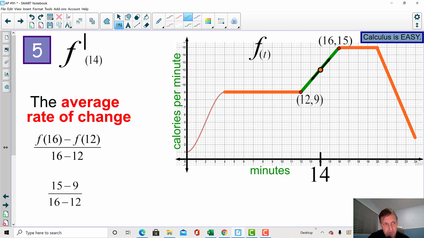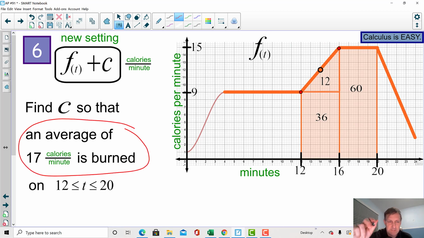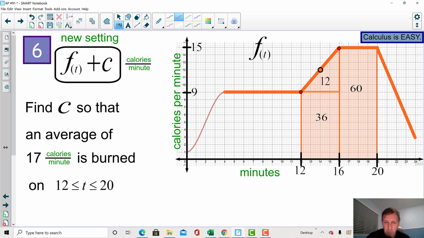All right, let's go to number 6. Okay, for number 6, we're going to add some value of c to this f function over here, so that the average value of the function is 17 calories per minute. And it's just on the interval from 12 to 20. So one way you could do it is you could just figure out what the average value is right now. Let's do that. We're going to do the integral from 12 to 20 of this f of t function. And in the front, we have to do 1 over 20 minus 12.